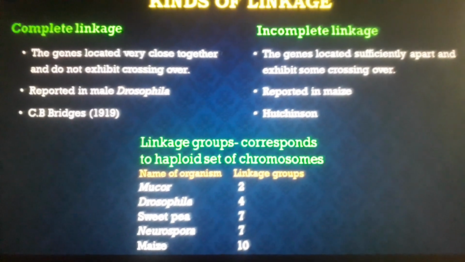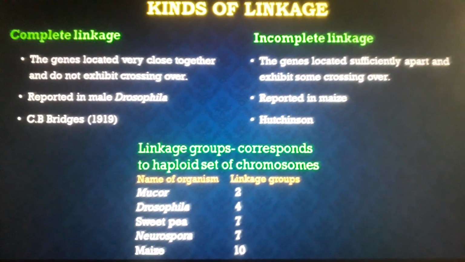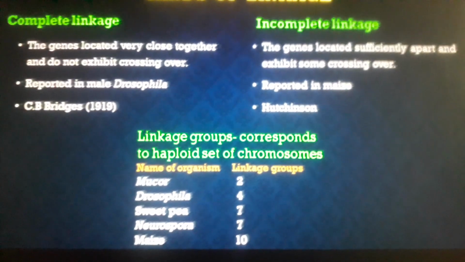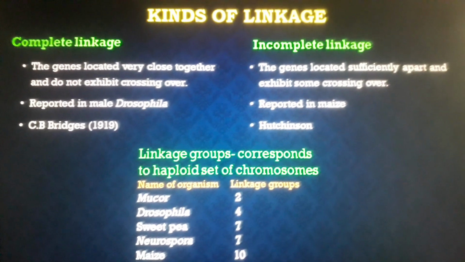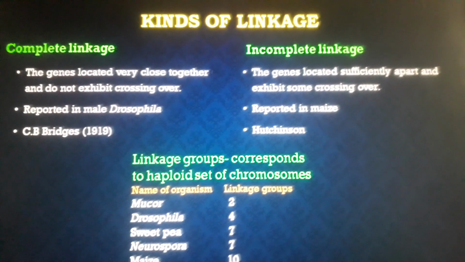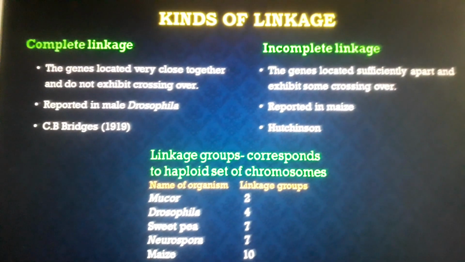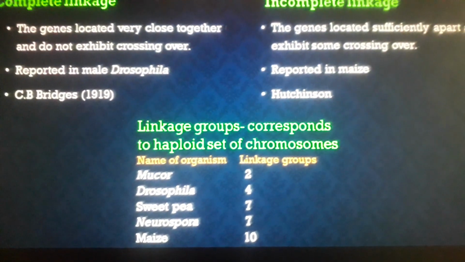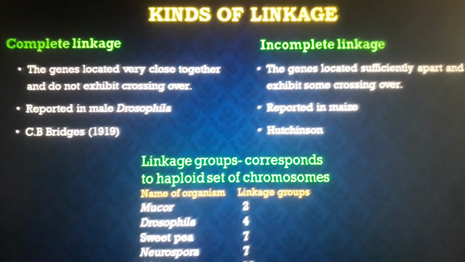Anyhow, the linkage groups correspond to the haploid set of chromosomes. See the linkage groups: Neurospora, that is 7; Drosophila, that is 4; sweet pea, that is 7; maize, that is 10. In such a way, we come to the conclusion. That is the thing in case of complete and incomplete linkage.